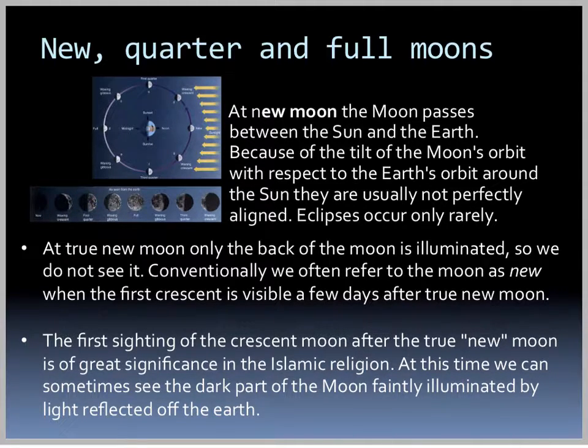The first sighting of a crescent moon after the true new moon is of great significance to the Islamic religion. At this time, we can sometimes see the dark part of the moon faintly illuminated by light reflected back off the Earth.